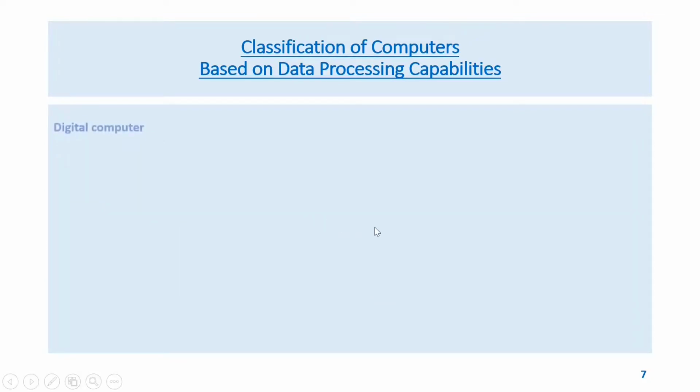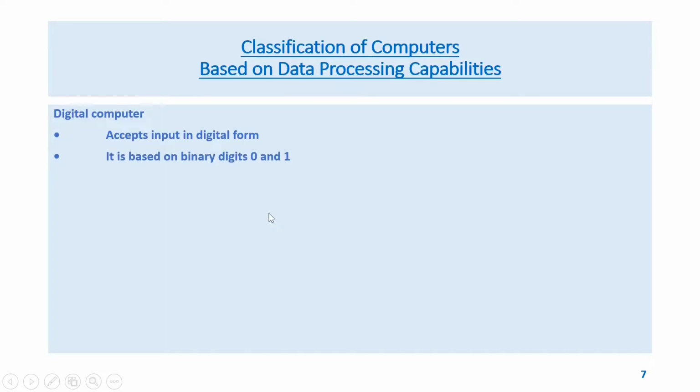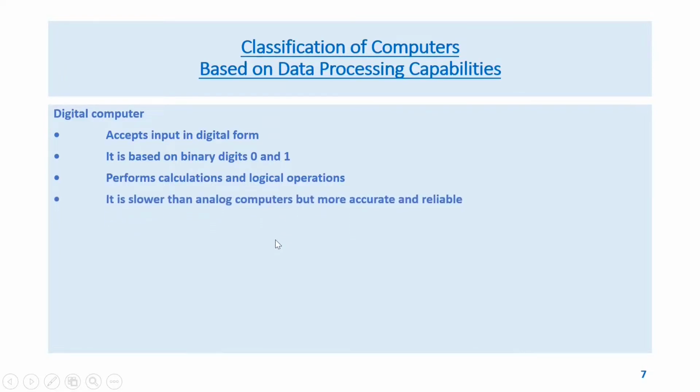Next, based on data processing capabilities is digital computer. It accepts input in digital form. It is based on binary digits 0 and 1. Performs calculations and logical operations. It is slower than analog computers but more accurate and reliable. Examples: laptops, desktops, smartphones, tablets, etc. All these are digital computers.